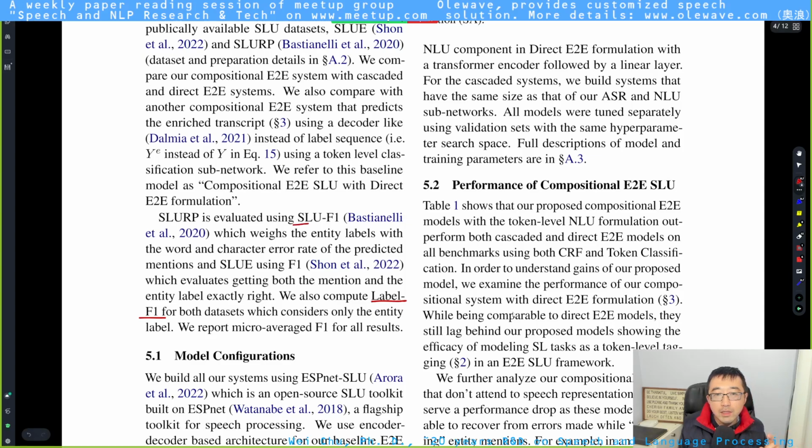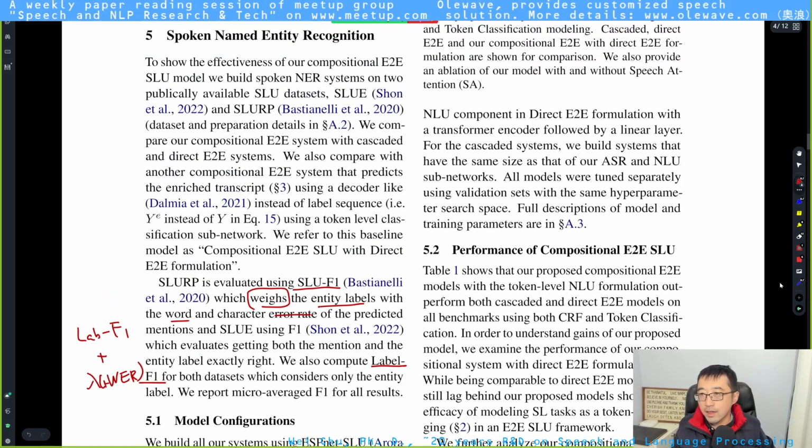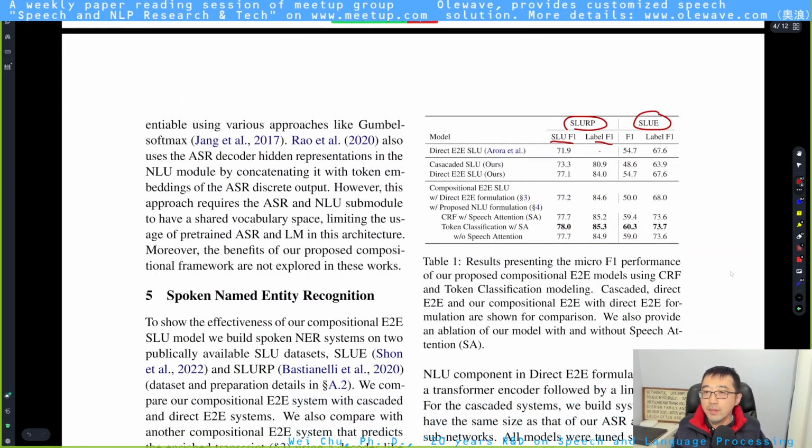And then what is SLU F1? That means the entity label and also the word error rate. So that means this is a label F1 plus something like the WER. This is a summation of the ASR and SLU error. But I think they're pretty consistent. You can either look at label F1 or SLU F1. From here on, I was just focusing on SLURP's label F1.